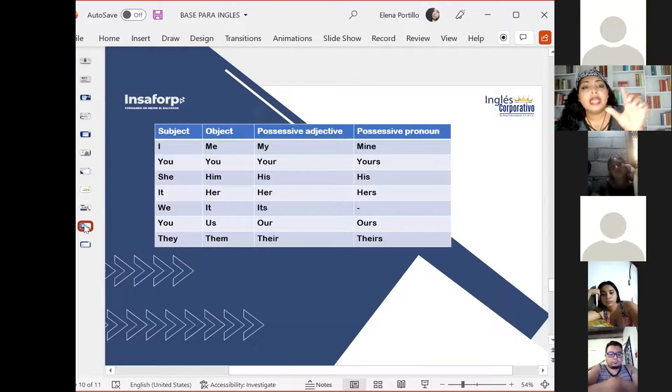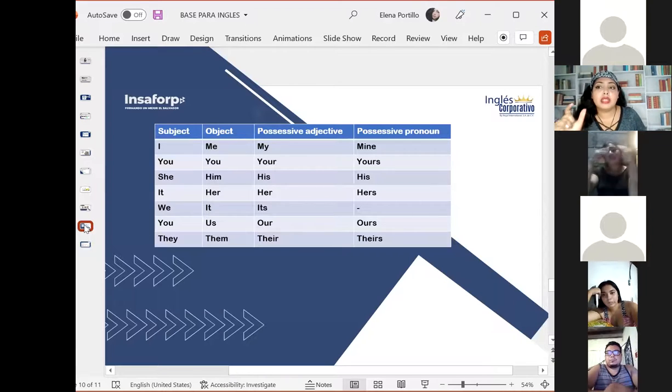O ese sujeto. El possessive adjective, que el adjetivo es una palabra que utilizamos para dar más información sobre una cosa, un animal, etcétera, etcétera. And the possessive pronoun, that are the ones that we are going to see. But in this case, we are going to use the possessive adjectives. Vamos a utilizar los adjetivos posesivos, que es la tercera línea. Pero en este caso, solo vamos a utilizar my, your, his, and her. Solo esos cuatro vamos a utilizar nosotros en este momento.